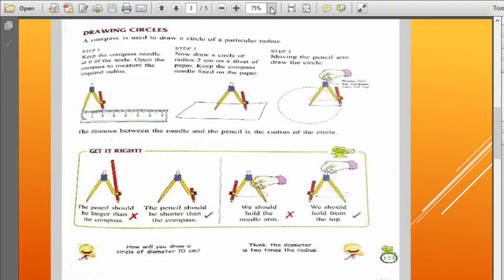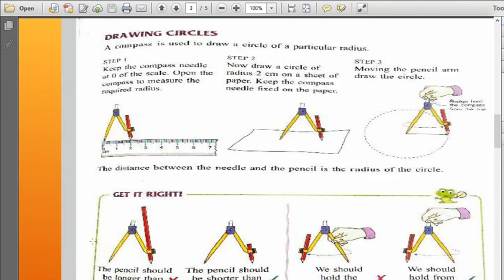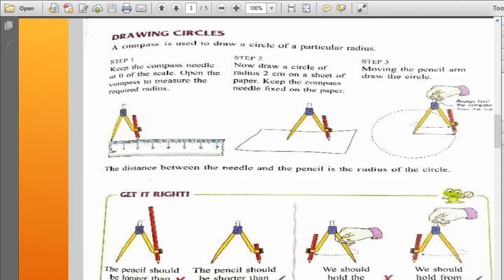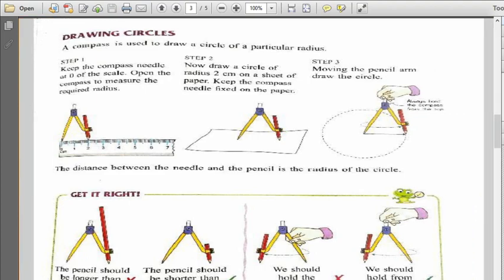These are the steps which we have to follow for drawing circles. Okay. So look at the screen all of you. What steps we have to follow? Now drawing circle, a compass is used to draw a circle of particular radius. So whenever we have to draw a circle, we have to make use of a compass. I have shown you in the picture compass. Yes, this is the compass. Now there are steps given how to draw a circle with the help of compass.